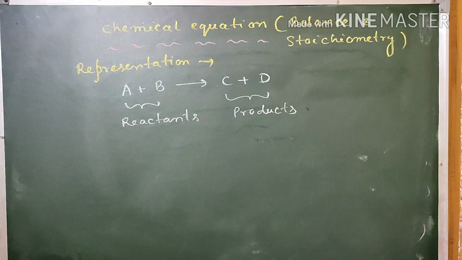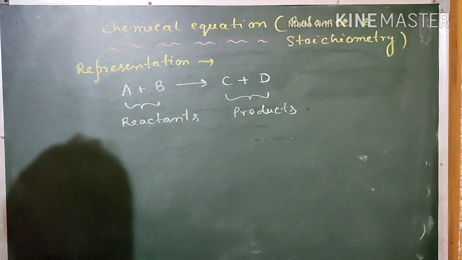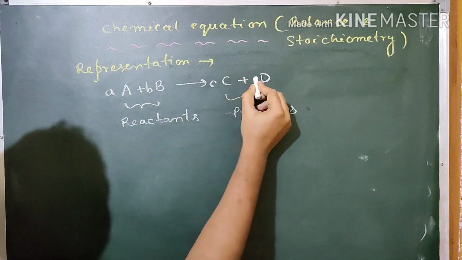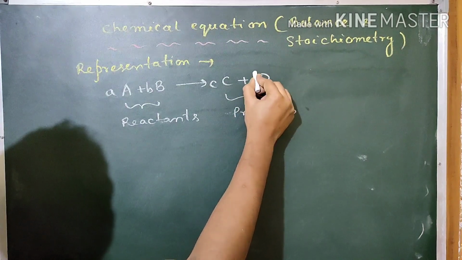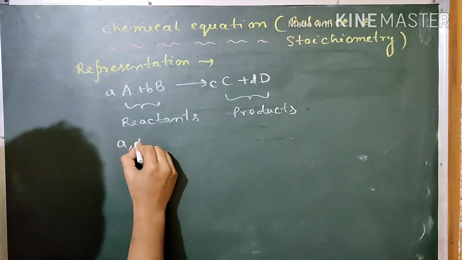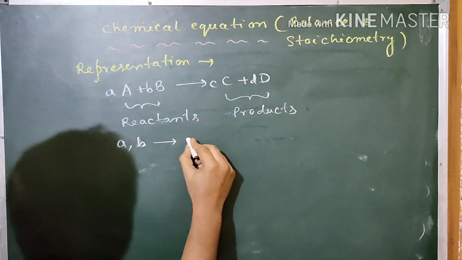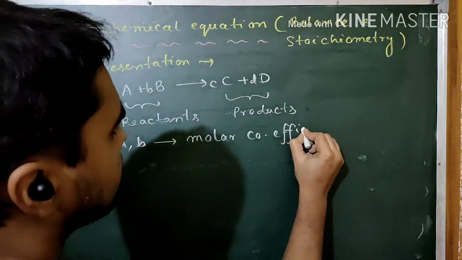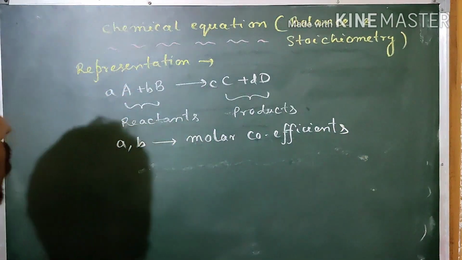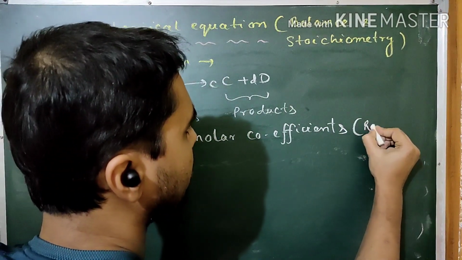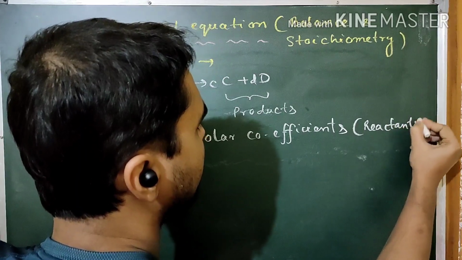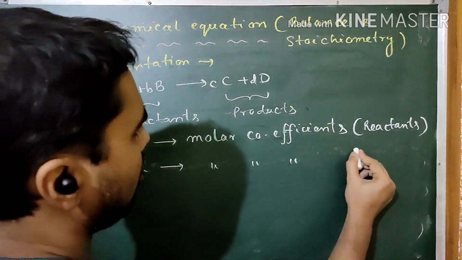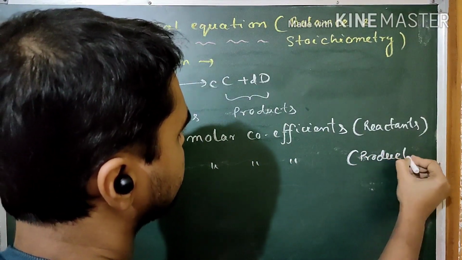Now the point is, if I am writing aA and bB giving rise to small c C and small d D over here, then small a and small b are called molar coefficients. Obviously, this is for reactants, and c and d are the molar coefficients of products.